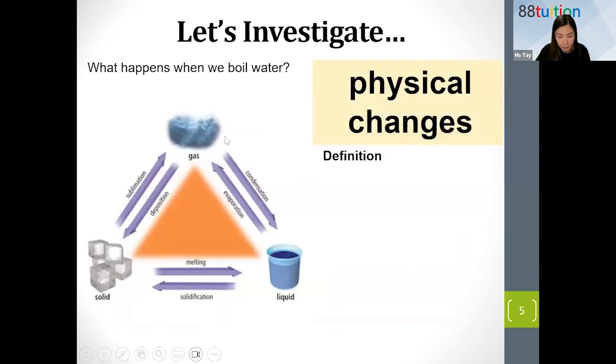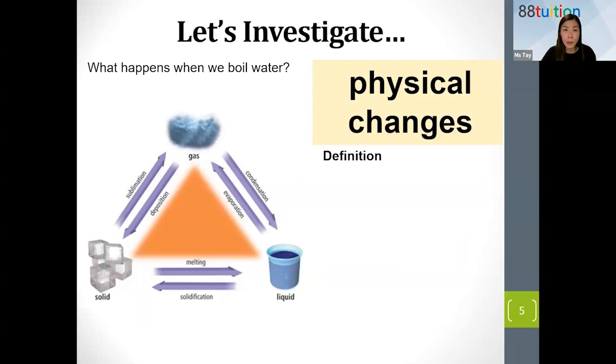All right. So what happens when we boil water? We talk about this as well. The changes of states, right? Changes of states is actually just a physical change. No matter what state water is in, it's still made out of H2O. 2 hydrogen atoms and 1 oxygen atom, chemically combined.